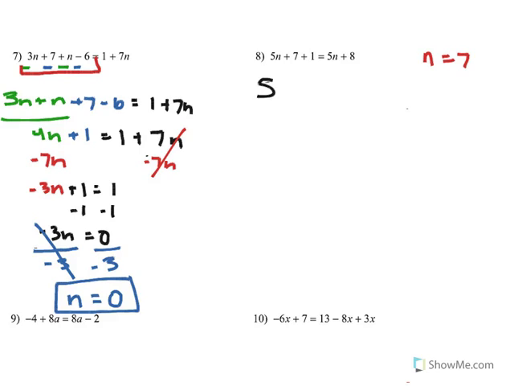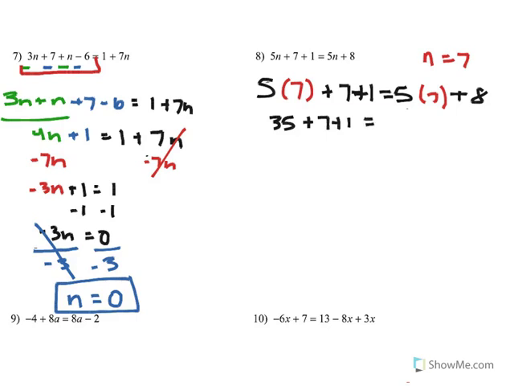So I have 5, going back to the original equation here, 5 times n, which is 5 times 7, plus 7 plus 1. If this is true, I should be able to get 5 times n, which is 7 again, plus 8. Got to do some simplifying here, order of operations. So I'm simplifying this multiplication first. 35 plus 7 plus 1 should be equal to 35 plus 8.